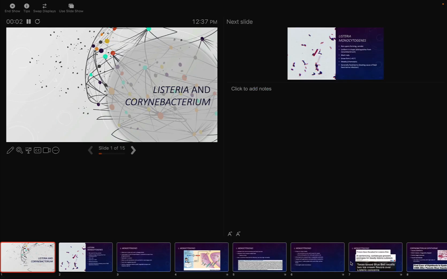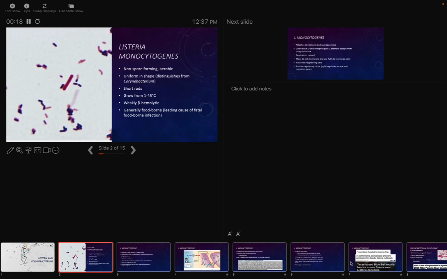So this set of slides, and we'll finish diphtheria on Wednesday, are about 2 other gram-positive rod-shaped bacterium that are relatively common causes of infection in people. So the first is the genus Listeria. The genus gets its name from Joseph Lister, so of Listerine fame, Listerine, Listeria. So he was a scientist who studied bacteria.